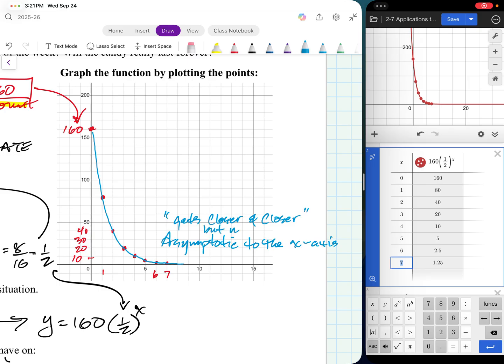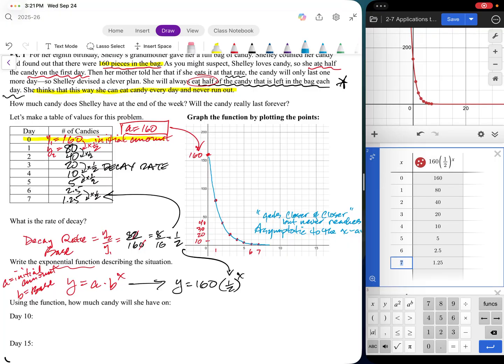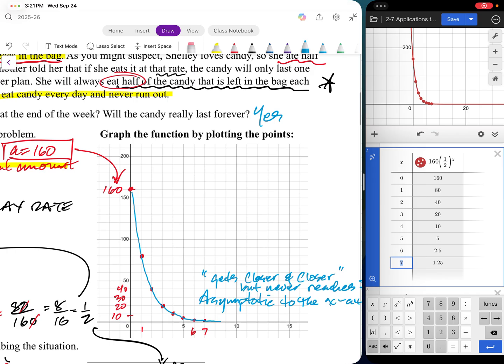It gets closer and closer, but never actually reaches zero. So she's always going to have a teeny bit left if she keeps following the strategy. And by the way, that answers the question: will the candy last forever? Theoretically, yes, because there will always be a teeny bit left. Not very much though. There will always be a very small amount left, like infinitely small.